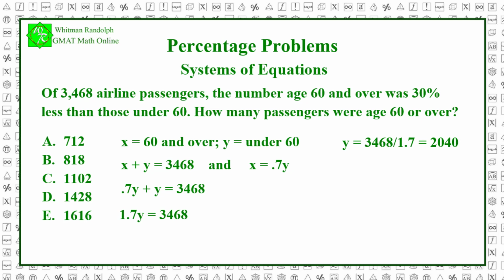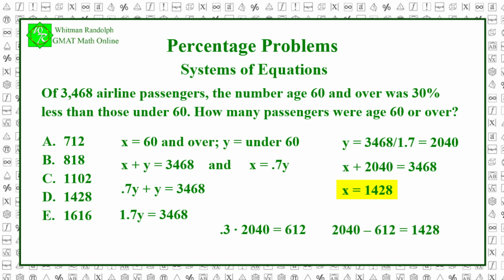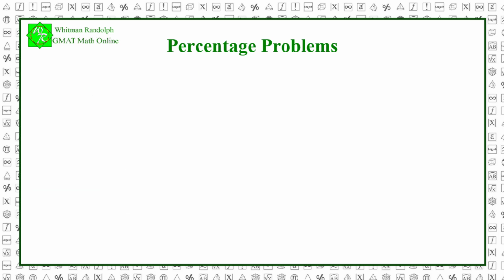So, substituting this value for Y into the first equation, we get X plus 2040 equals 3468, and therefore X equals 1428. Just as a check, 0.3 times 2040 equals 612, and 2040 minus 612 equals 1428. So the correct answer is D.